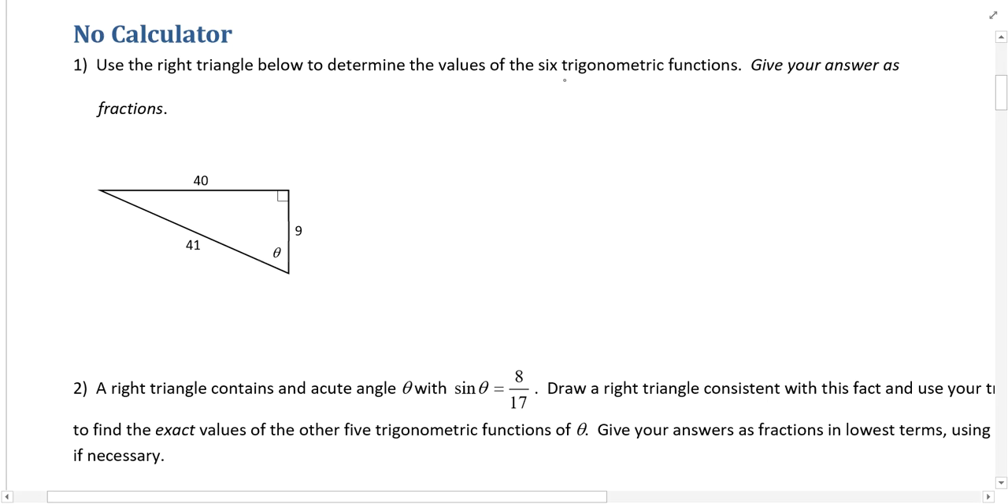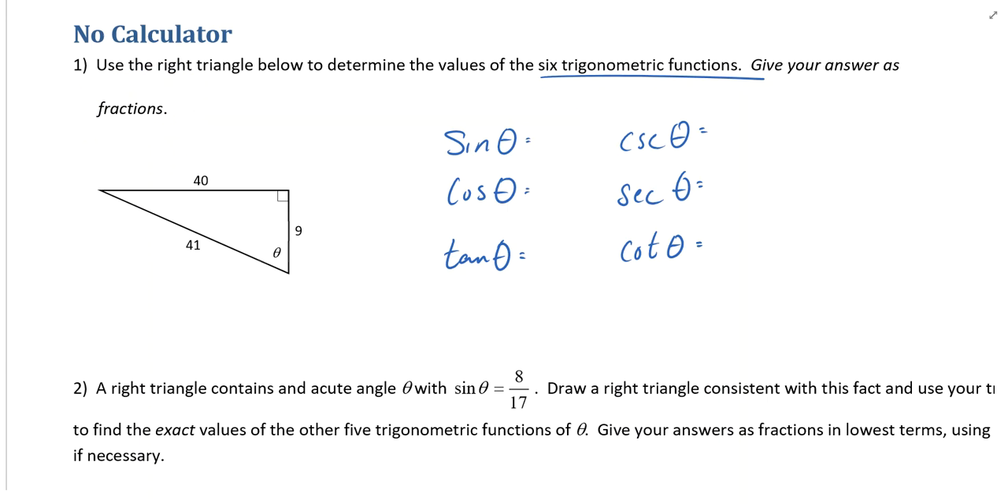In this particular problem, we're being asked to determine the 6 trigonometric functions based on the triangle below, and we will report our answers in fractions. So the 6 trig functions are listed here, and you should recall that they are simply ratios of side lengths. When we're talking about the sine trig function, we need the opposite side length to be divided by the hypotenuse. For cosine, we want the adjacent side length to be divided by the hypotenuse. And for the tangent ratio, we need the opposite side length divided by the adjacent side length.